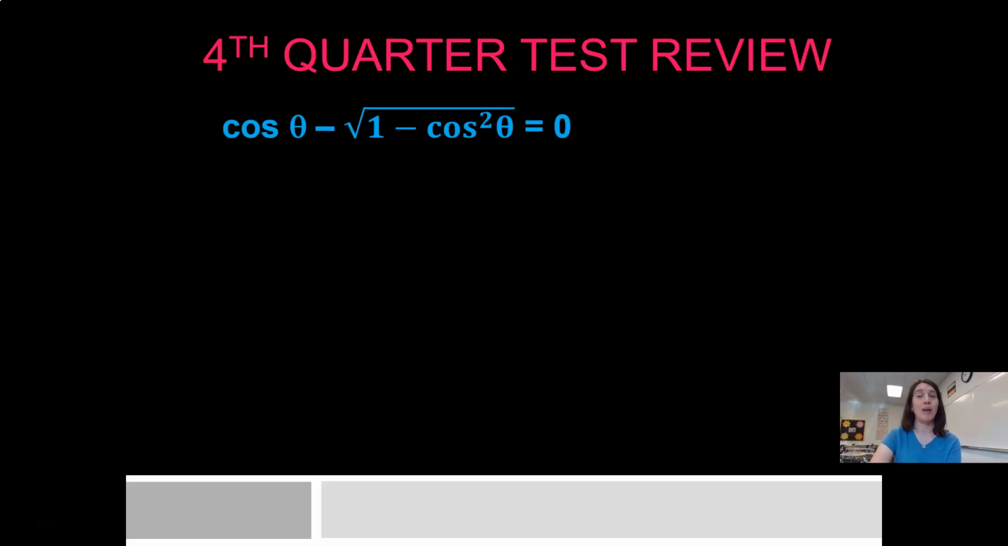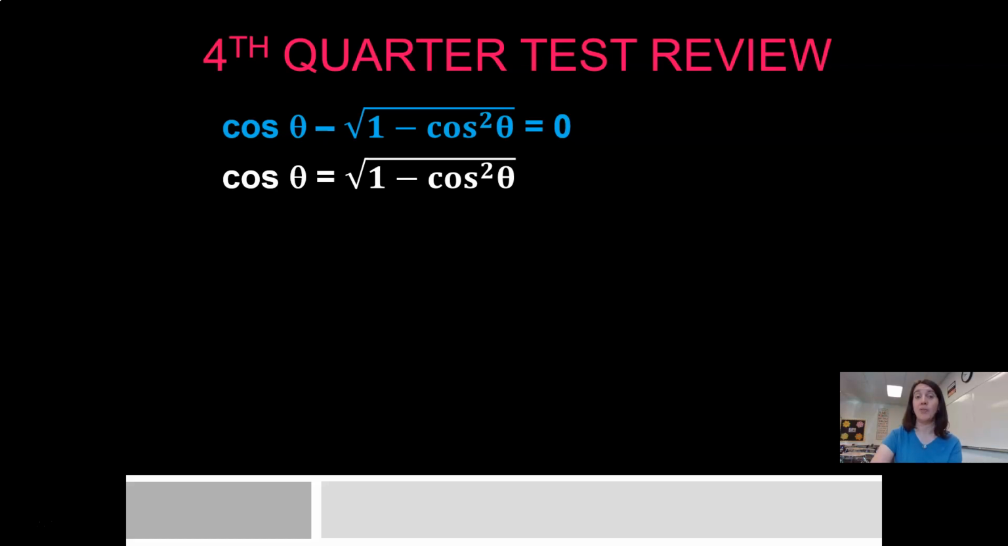Question number 9, we have cosine theta minus the square root of 1 minus cosine squared theta was equal to 0. On this kind of trig equation where we had a radical, the first step that we had to do was isolate the radical symbol, just like it was a main algebra question. So I added over the square root to the right-hand side. So I have cosine theta is equal to the square root of 1 minus cosine squared theta. At this point of the question, we wanted to get rid of the square root.